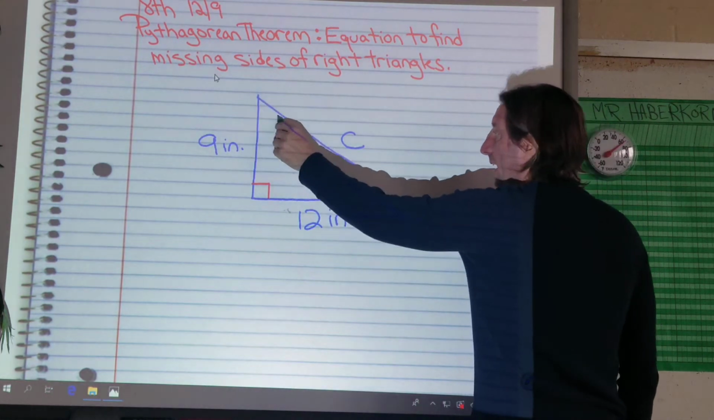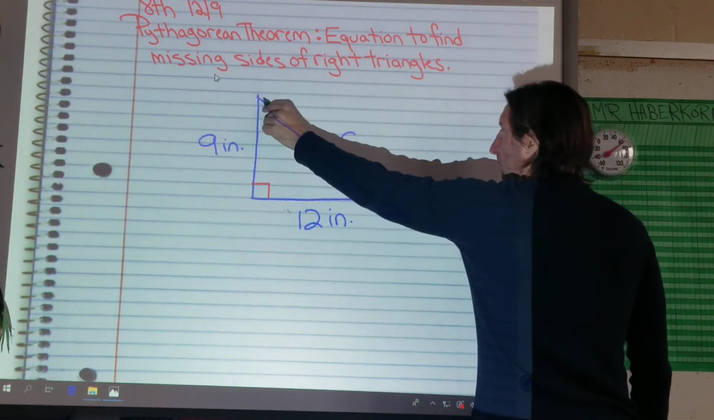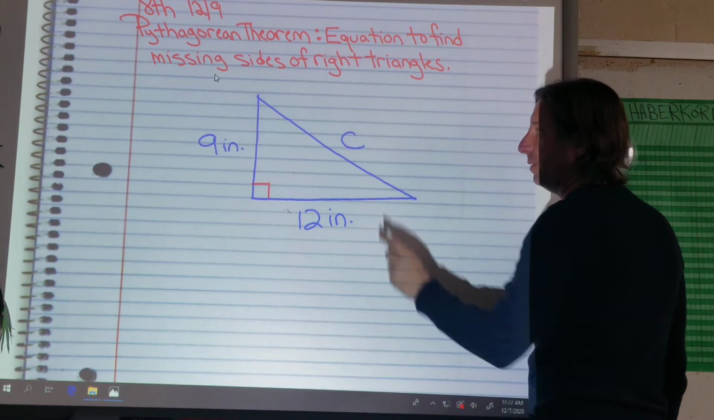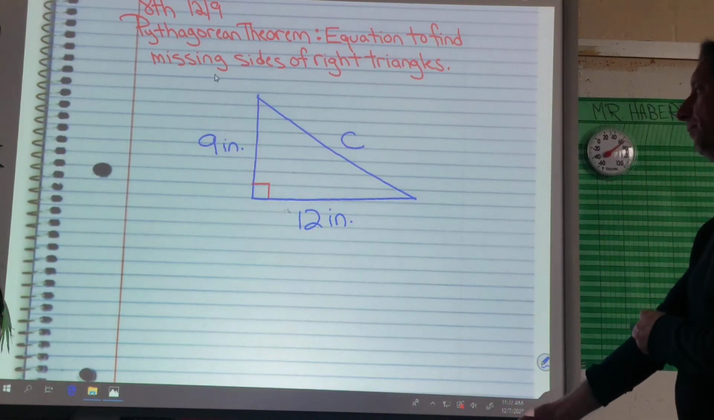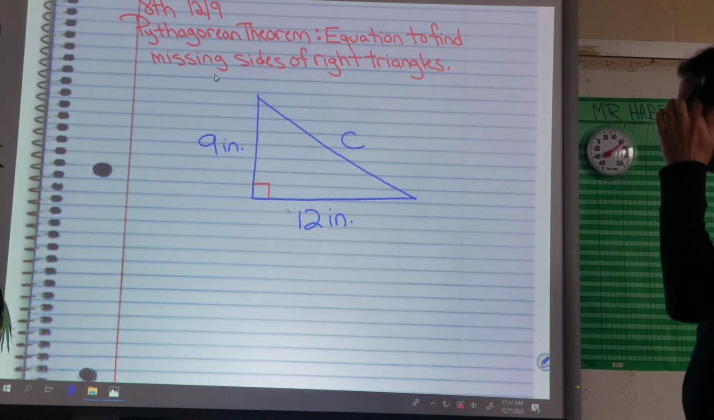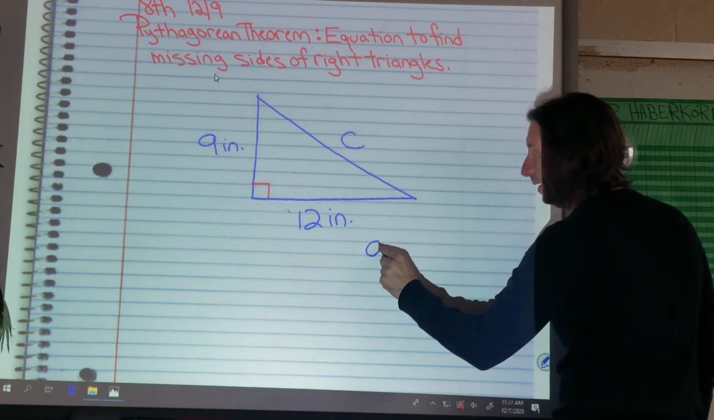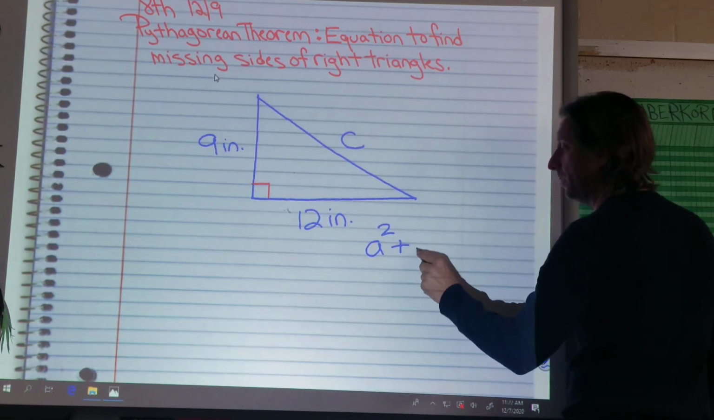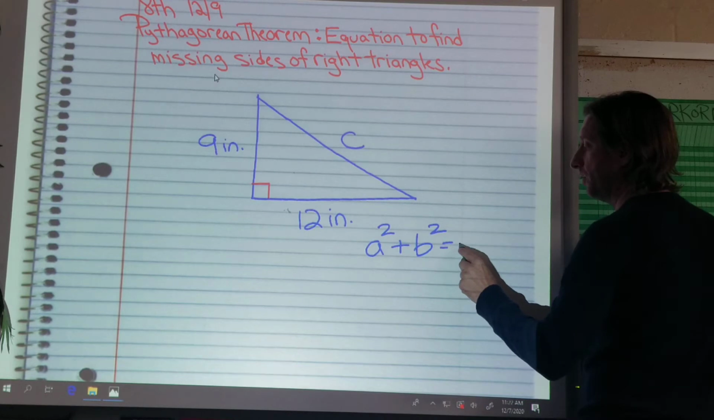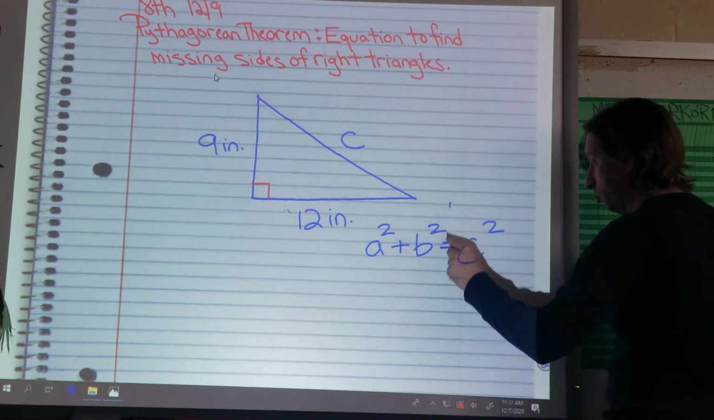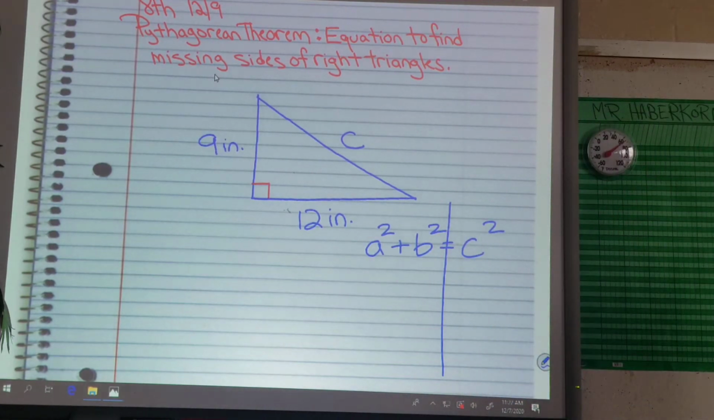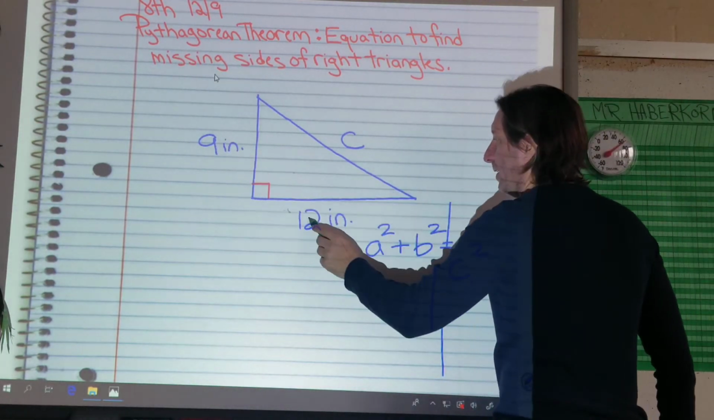And this side is not touching the right angle, so it has to be the C, or the hypotenuse, all right? So now all we do is we write down our equation, A squared plus B squared equals C squared. Draw our line. You guys have been doing that since 6th grade, right? And then we plug these numbers in for A and B, because they're touching.